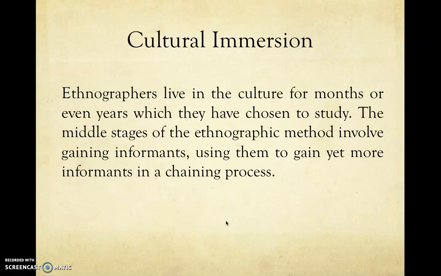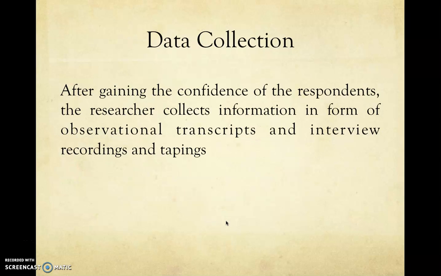Cultural immersion. In this step, the ethnographer lives in the culture they have chosen to study for months or even years. The middle stage of the ethnographic method involves gaining information, and in that step, the researcher collects informants and increases the informants and makes a chain of informants to get information from one person to another. One person is linked with another, and that one is linked with another group of members, so that he or she can collect a bunch of information from the particular culture in varied ways.